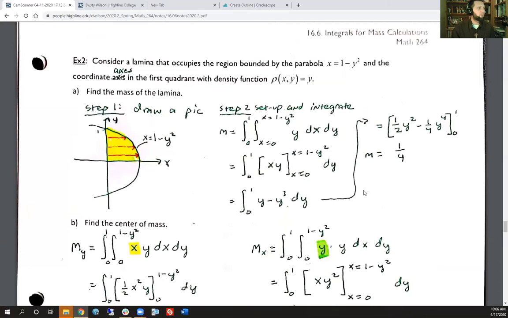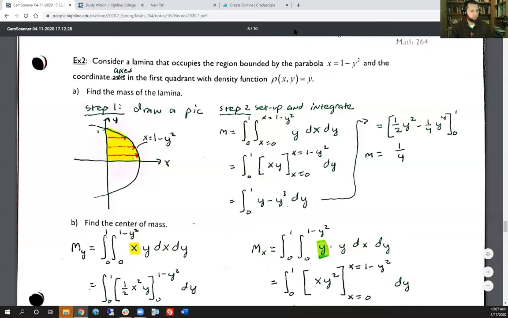All right, our question that we're going to start with is this example 2, and it says, consider a lamina that occupies the region bounded by the parabola x equals 1 minus y squared and the coordinate axes in the first quadrant, and then we're given the density function rho of x, y equals y. We're trying to find the mass, and then later we're going to find the center of mass. So that's the question we're working on, and our process is going to be the same as we've had throughout the quarter, in that we're going to start by drawing a picture, and then we'll set up and evaluate various integrals and make sure we do our interpretation.